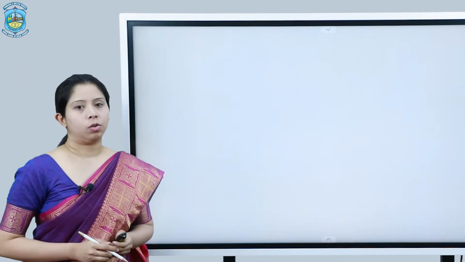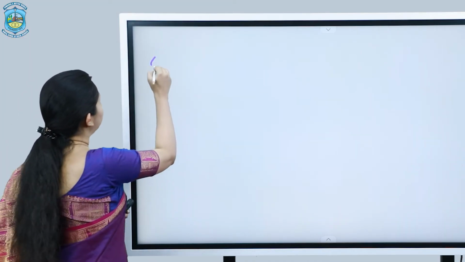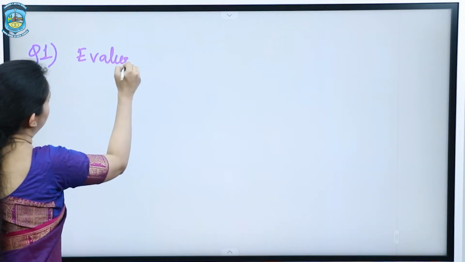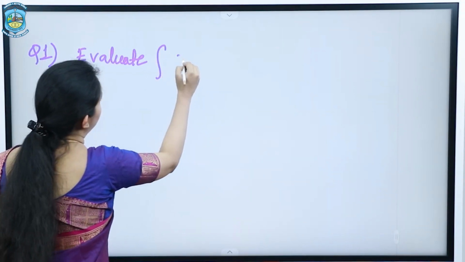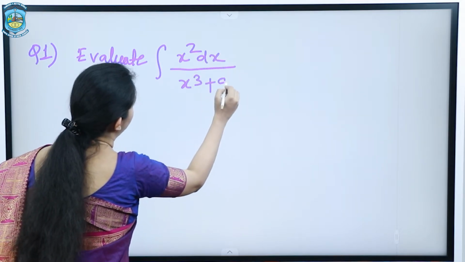To see how this method works, consider the integral. So, we will consider the first question: to evaluate the integral of x square dx divided by x cube plus 9.